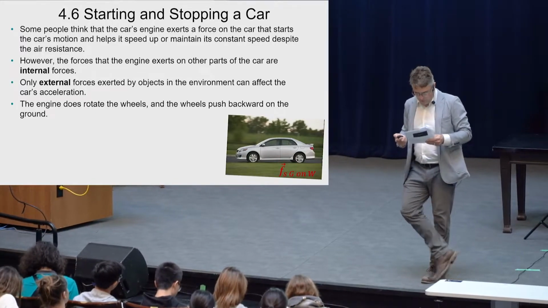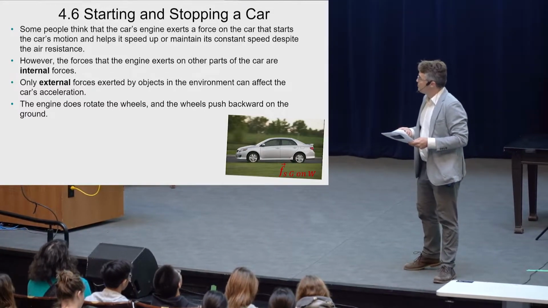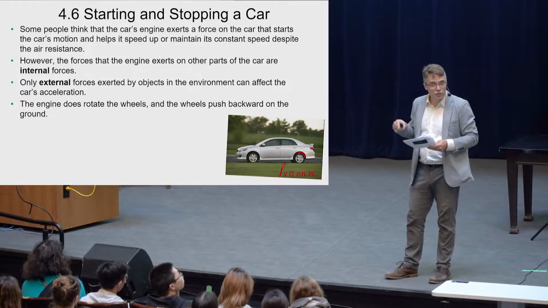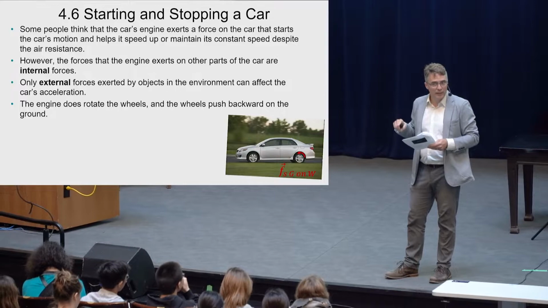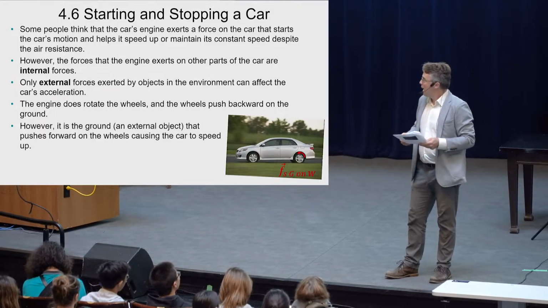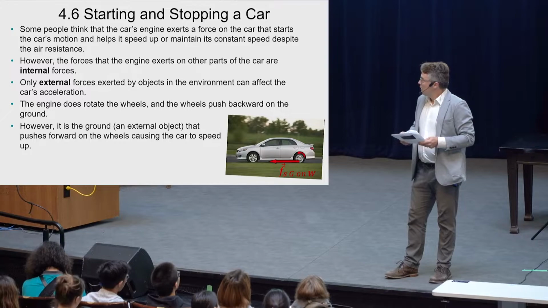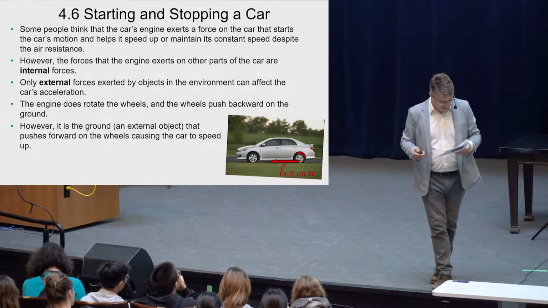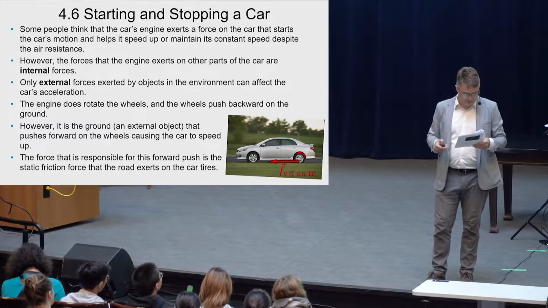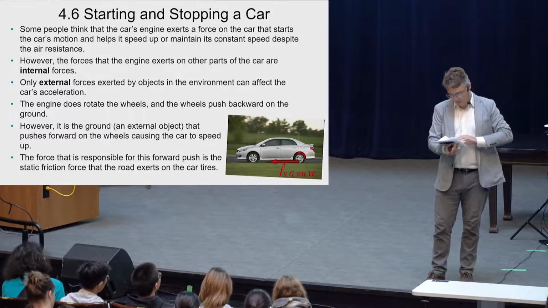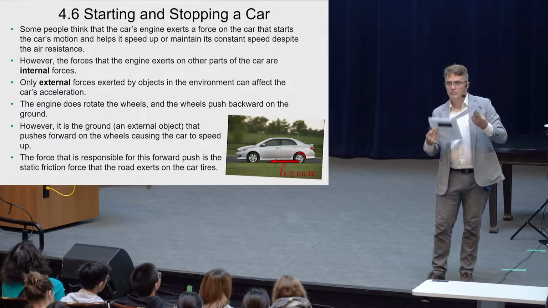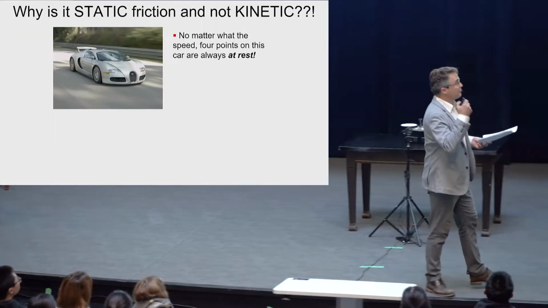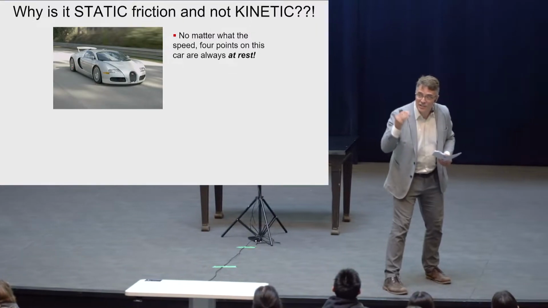What does the engine do? Well, the engine rotates the wheels. It pushes backward on the ground, so there's a little arrow there showing the angular acceleration of the back wheel on this car. And then there's a forward force of friction from the ground on the wheel. This is responsible for the forward push, and it's friction of the road on the car's tires. I think most of you are pretty comfortable with the idea that it's friction. So I'm going to move on and say, why is it static and not kinetic?